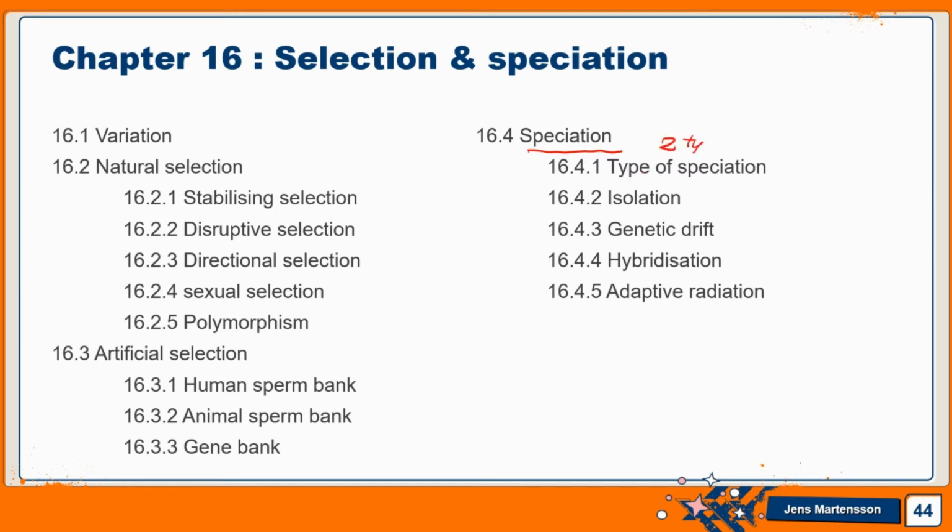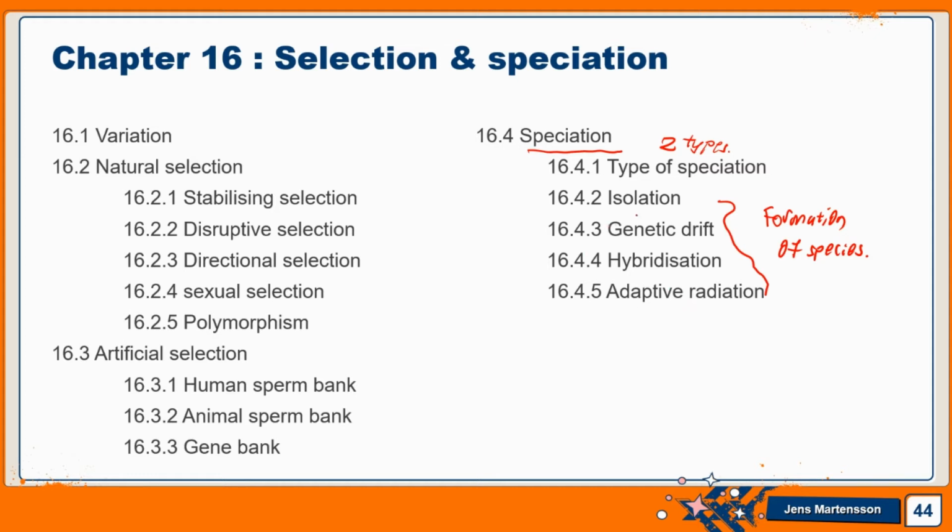Okay, then there are types of speciation. There are a total of 2 types. You have to know the 2 types of speciation and the differences between them. And there are 4 processes in the formation of species. We have 4 ways to form totally new species: isolation, genetic drift, hybridization, and adaptive variation.